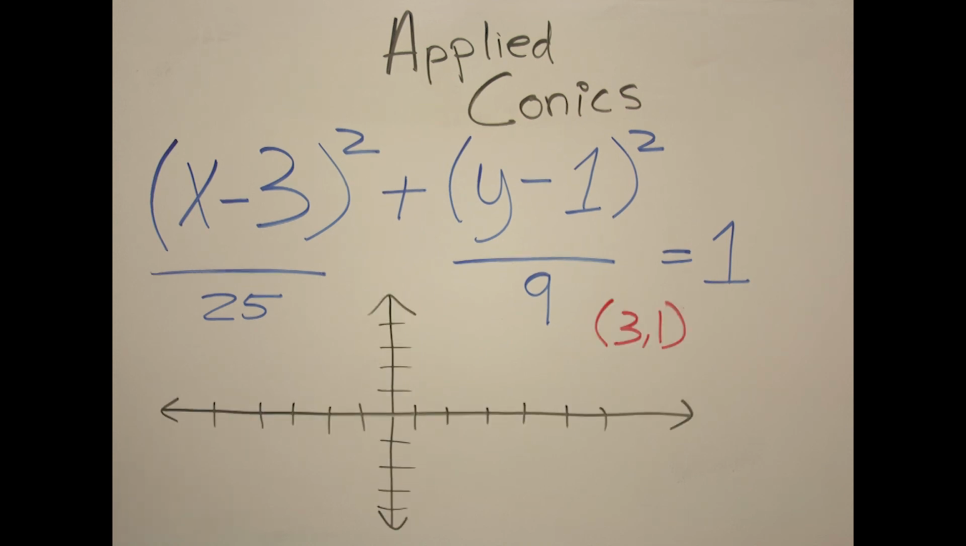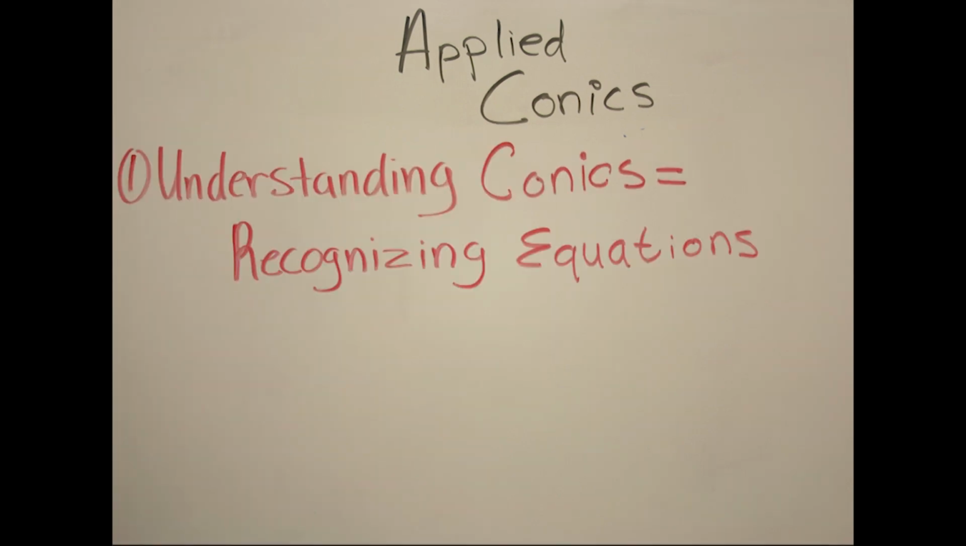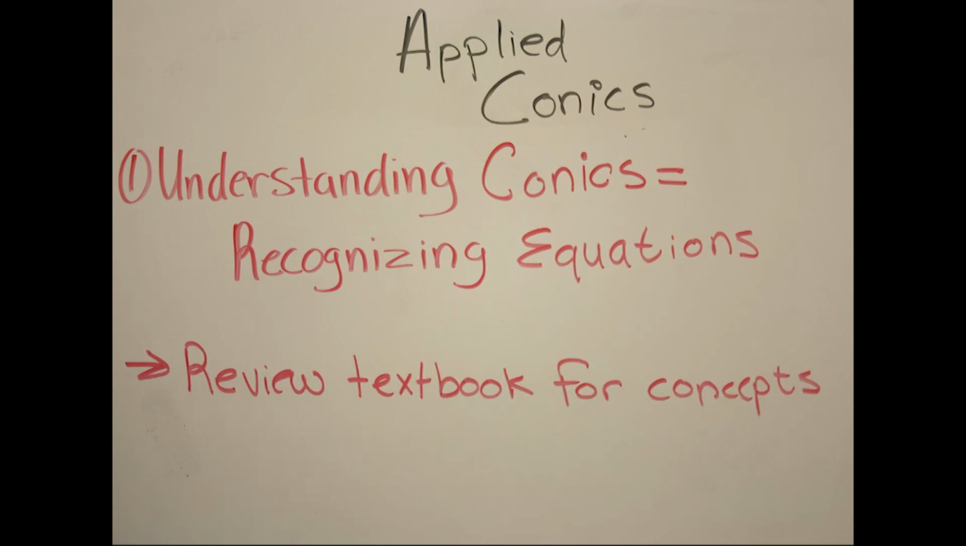We use our x and y values to find the center of our ellipse, which is at (3, 1). And we use our a and b to find how far we will travel. So if we have 25, we take the square root to get 5, and for 9, we take the square root to get 3. And there is our ellipse. Remember to go back in the textbook to review the different types of conics that we did not discuss in this video.